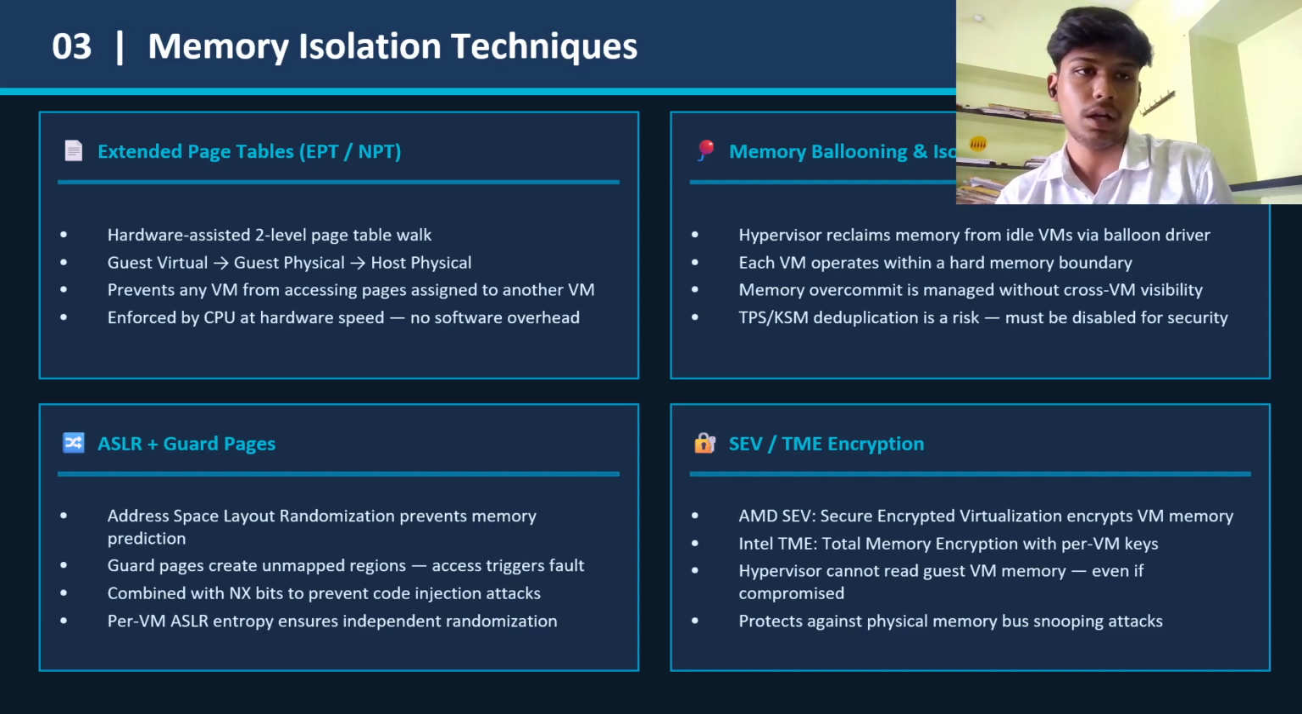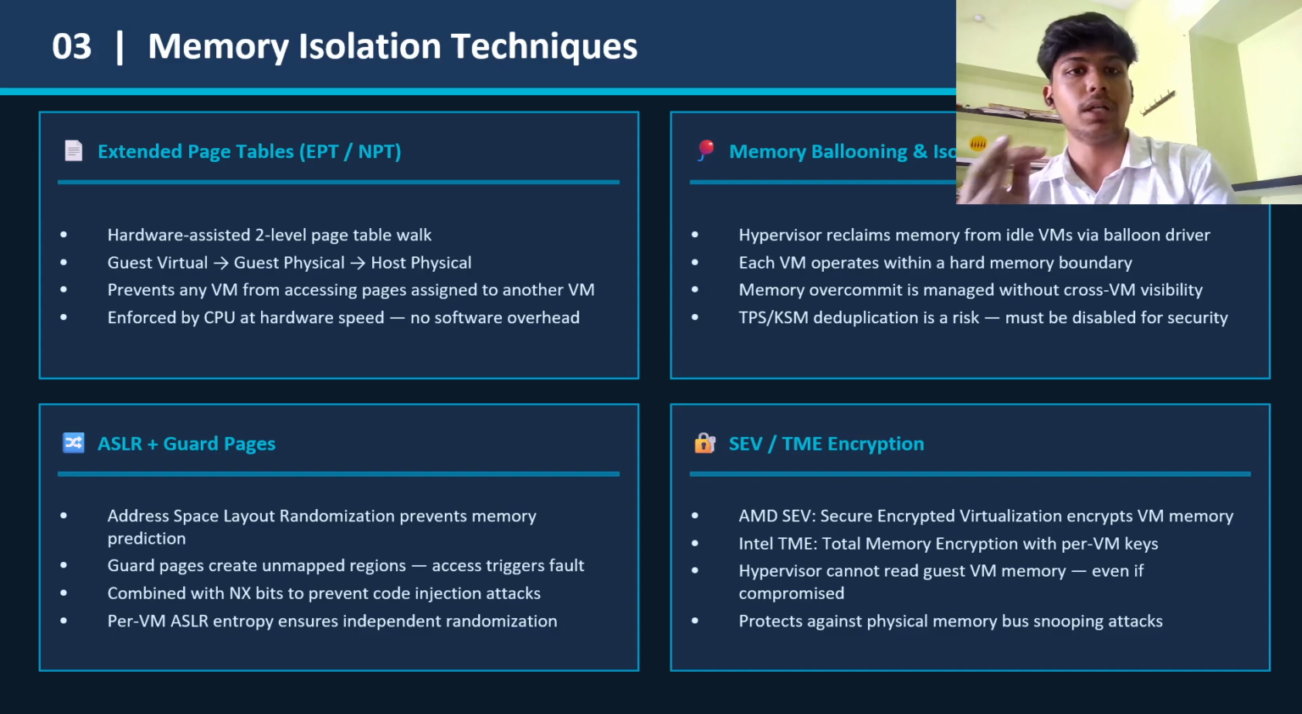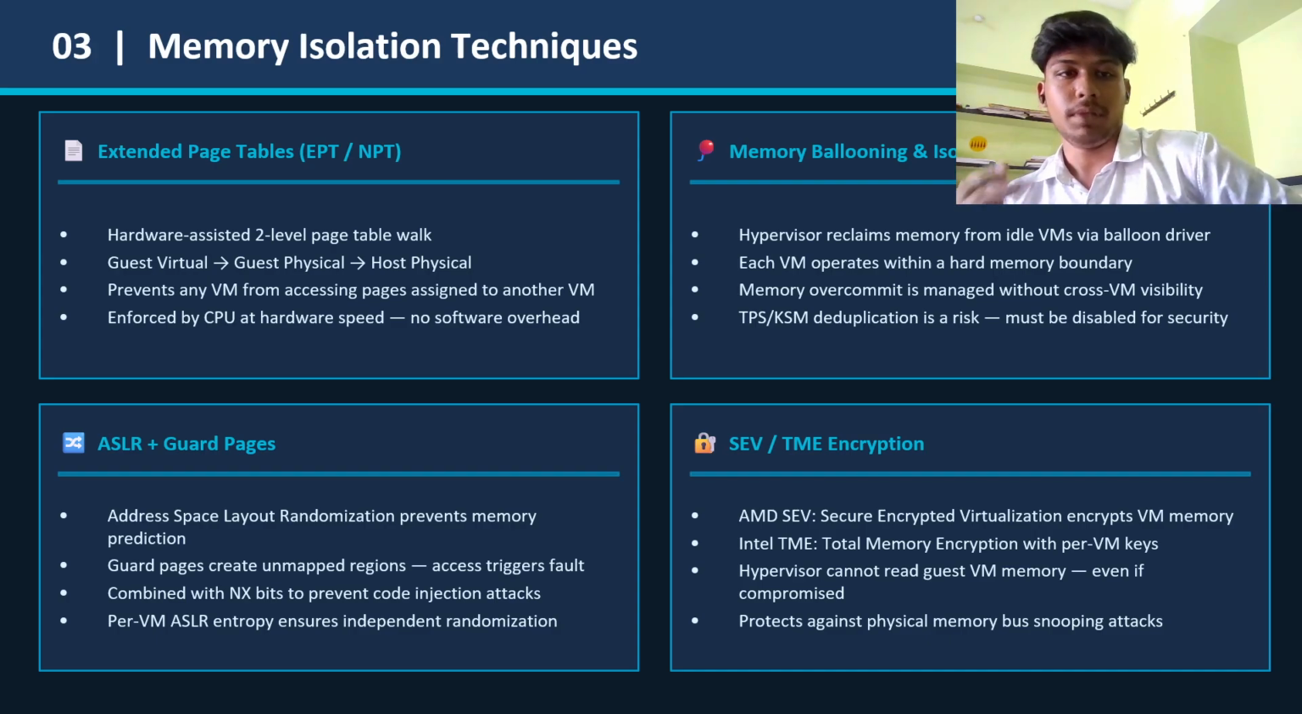However, there is a feature called KSM, kernel same-page merging, that is actually a security risk. KSM allows the hypervisor to merge identical memory pages from different VMs into a single physical copy to save space. An attacker can exploit this to detect what is in another VM's memory. For security-sensitive environments, KSM must be disabled. So these are the memory boundaries.